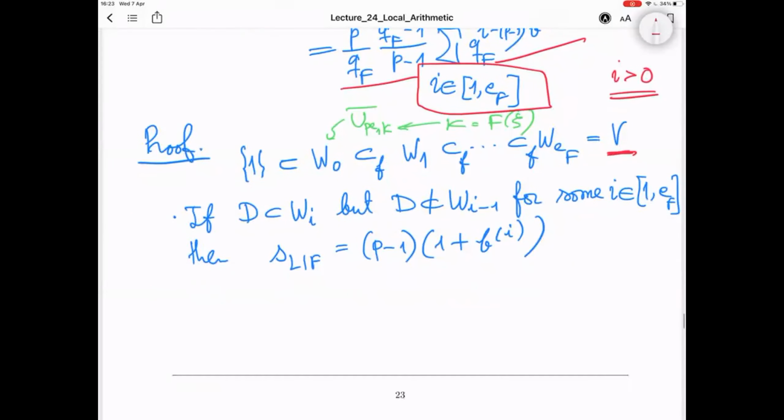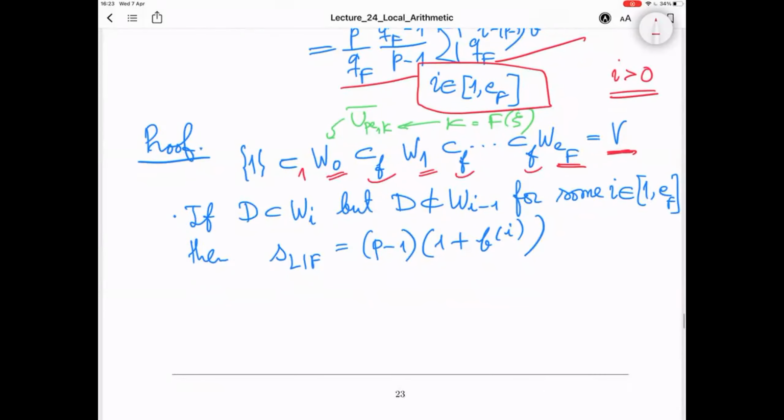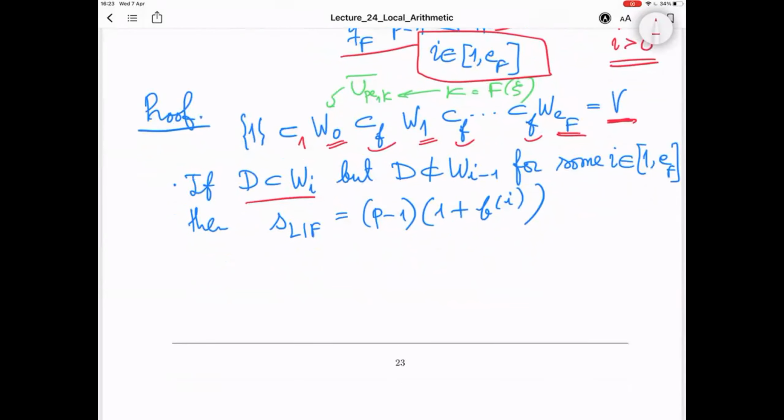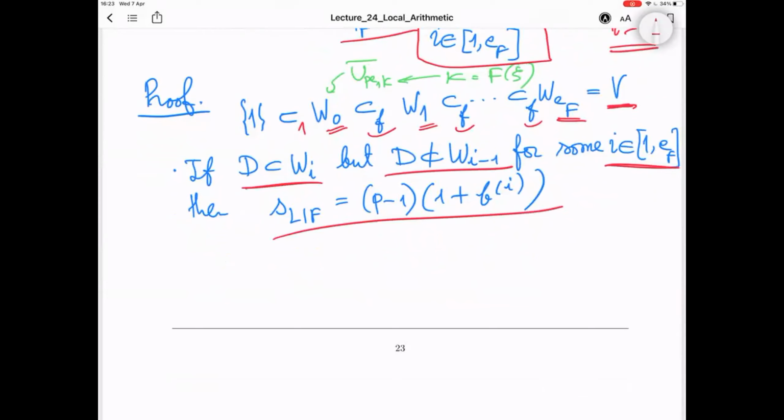So it comes with this filtration, and I've renumbered it. I'm calling it W0, W1, up to W_EF, which is the whole of V. And the codimension at each stage is equal to F, except at this stage where it is equal to 1. Right, yeah. And so if I take a line in Wi which is not in Wi minus 1, for some i here, then the unique ramification break occurs at Bi, right?